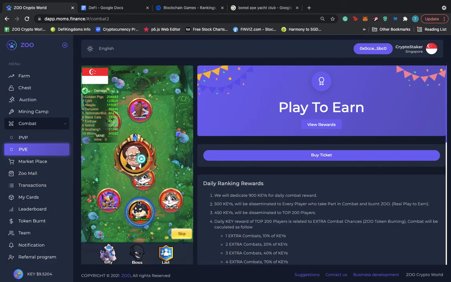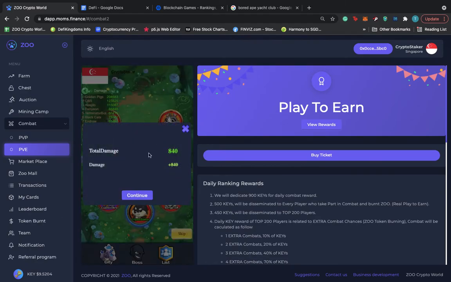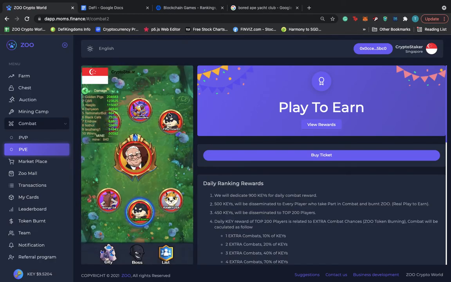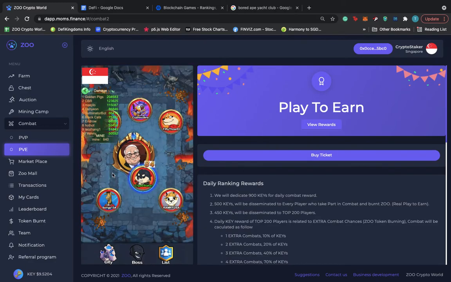Every time you hit, this is you, and these are random people. So you hit the boss, and you saw I hit for 84 damage, and in total I hit for 840 damage, which means I hit the boss 10 times. You'll fight at least 4 times to get the rewards, and 3 of them are free. And if you realize, this is me in one battle, 840.